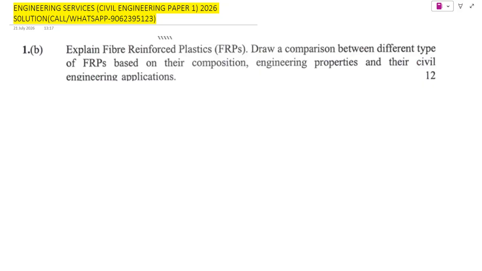So let's understand this in a very simple way. First, what is FRP? FRP stands for fiber reinforced plastic. Now imagine something very simple. Suppose I give you a piece of ordinary plastic, can it carry huge structural loads? Obviously not. Now suppose I add thousands of very strong fibers inside that plastic. Suddenly the material becomes much stronger. That is exactly what an FRP is.